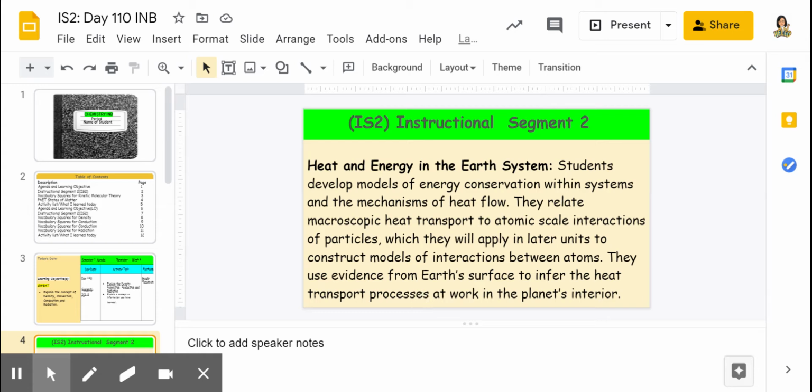They relate macroscopic heat transport to atomic scale interactions of particles, which they will apply in later units to construct models of interactions between atoms. They can use evidence from the Earth's surface to infer the heat transfer processes at work in the planet's interior.